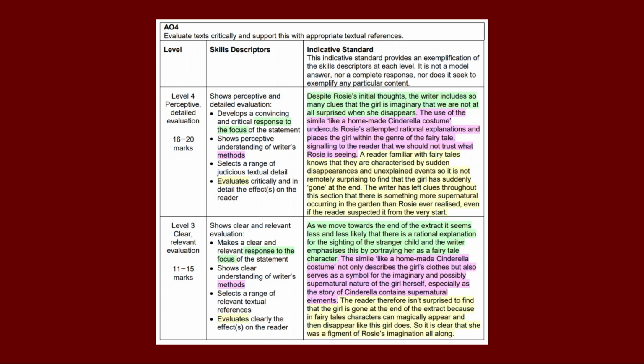Very, very similar in level 4, but this time it's developing a convincing response. And a convincing response is something that actually convinces the examiner, pretty much.